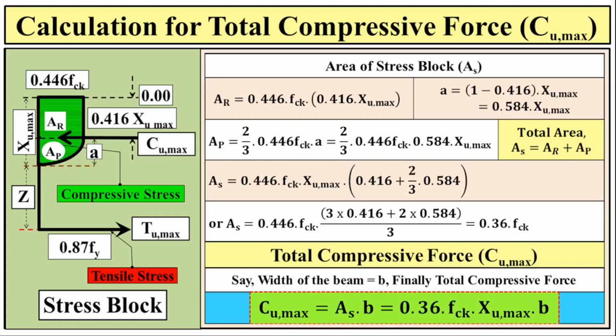The total area of the stress block, AS, is obtained by adding AR and AP. This simplifies to 0.36 FCK xu max. Finally, the total compressive force Cu max is determined by multiplying AS with the width of the beam, B. This results in the equation Cu max equals 0.36 FCK xu max B. Next, we will discuss the calculation for total tensile force, Tu max.